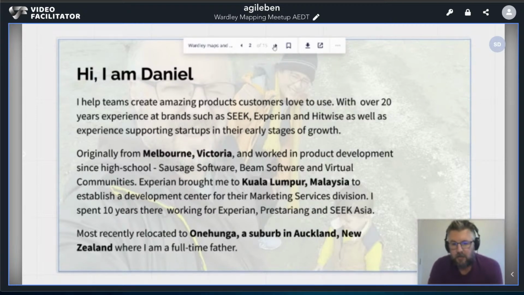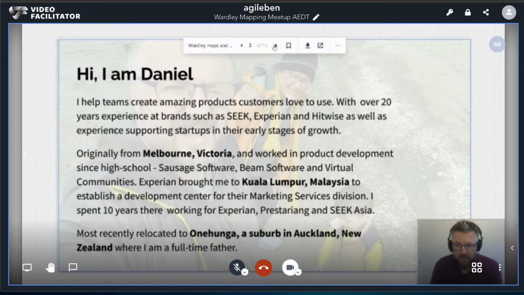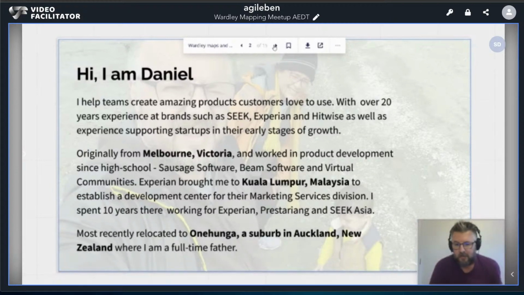In addition to working at Experian, I also worked for a national IT firm called Prestarium, and we successfully pitched for Malaysia's immigration system overhaul. And then I joined Seek Asia, so they found me there in KL. And then just recently, I've relocated to Onehunga, a suburb in Auckland, New Zealand, where I am a full-time father.